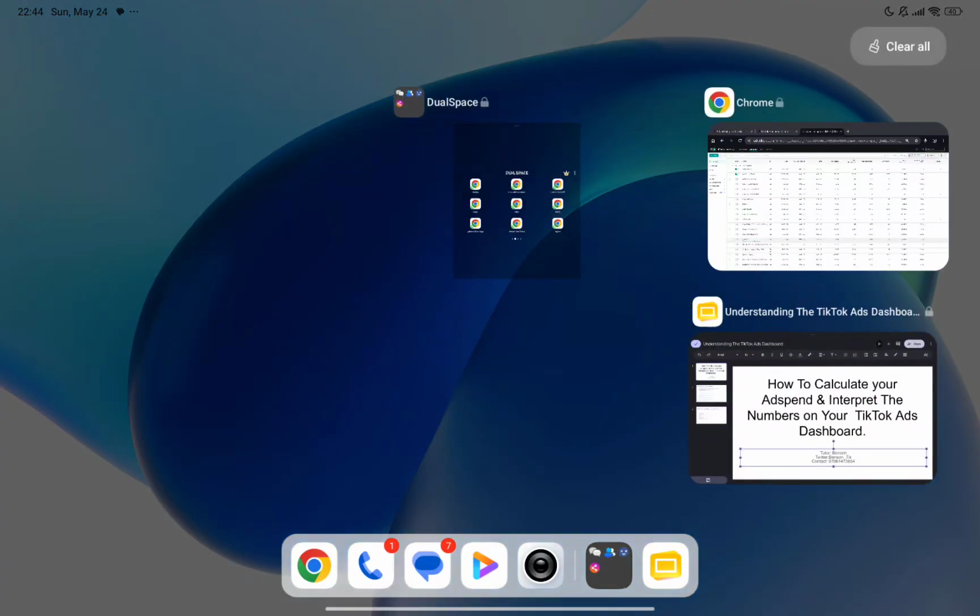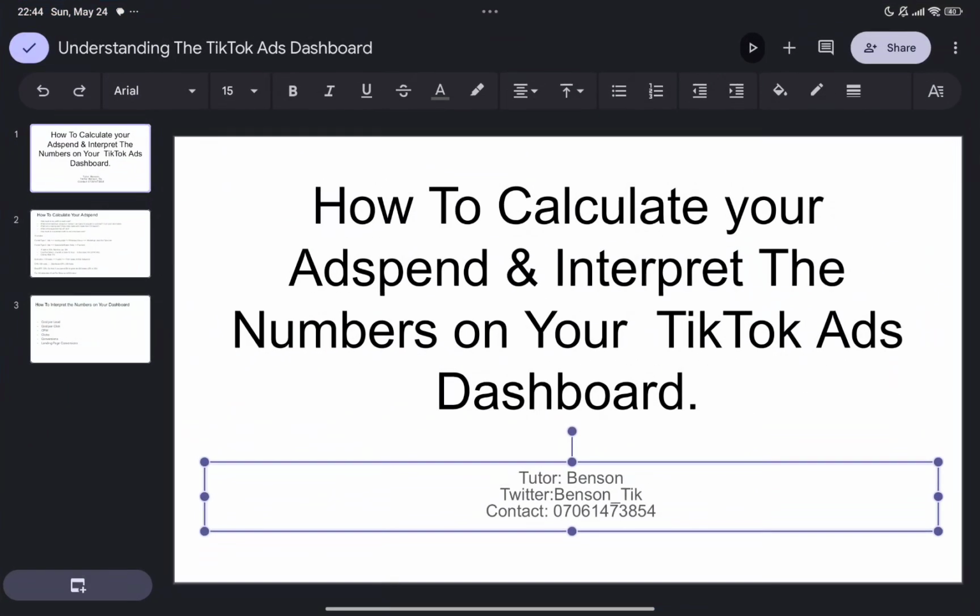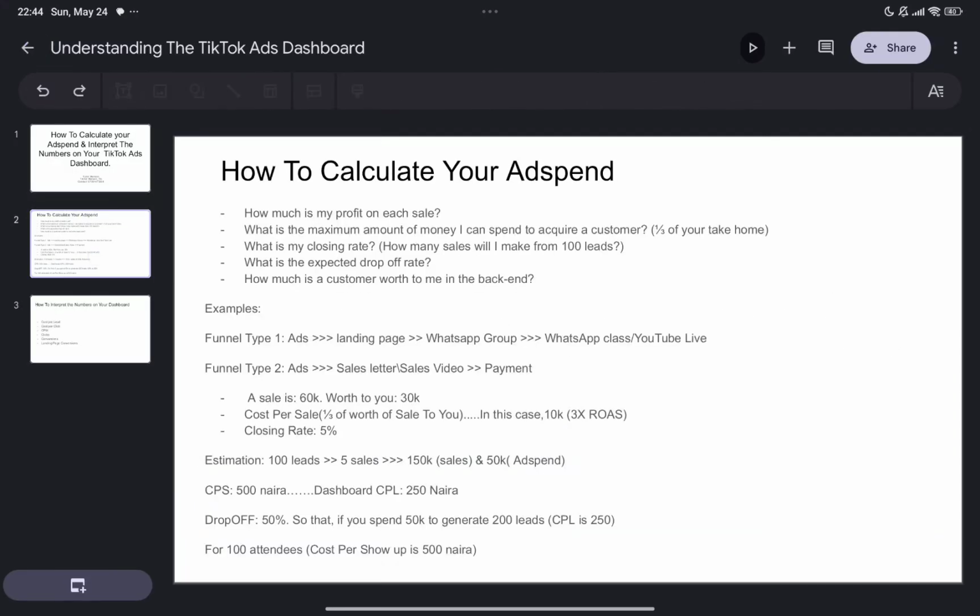So let's go back to the first thing on the agenda, which is how to calculate your ad spend. You can even say how to budget for your ads. There are some questions you need to ask yourself before you say, "Oh, this is how much I have to run ads." Let me remind you that your ad spend in most cases depends on a variety of things. Number one, the price point, the industry.